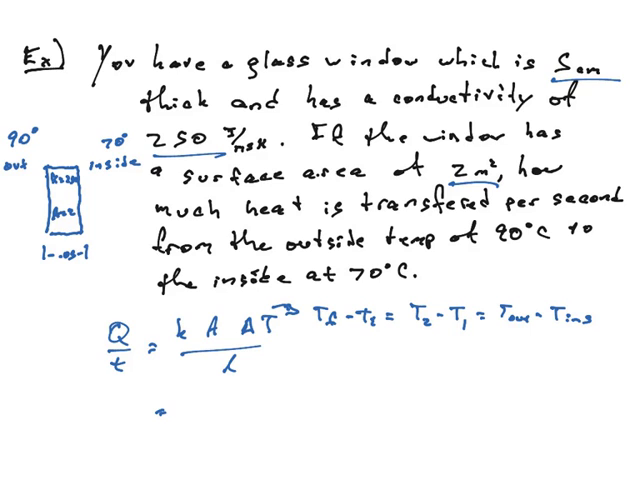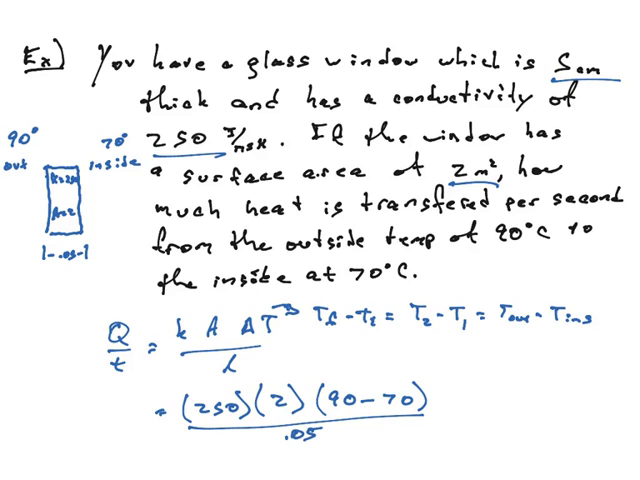Good, I have all the information I need. I just plug my numbers in. K is 250. A, 2 square meters. Delta T, that's outside minus inside, or left minus right. Over the thickness of the window, which needs to be in meters, so 0.05 meters. Then I stick this in my calculator, and I get 200,000 joules per second. So that's a lot of energy moving through our window.